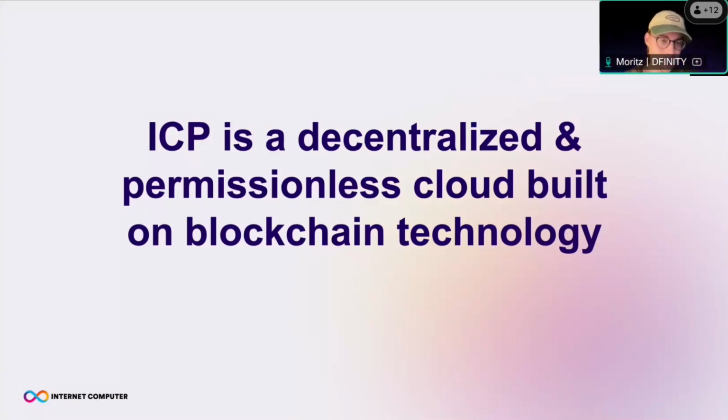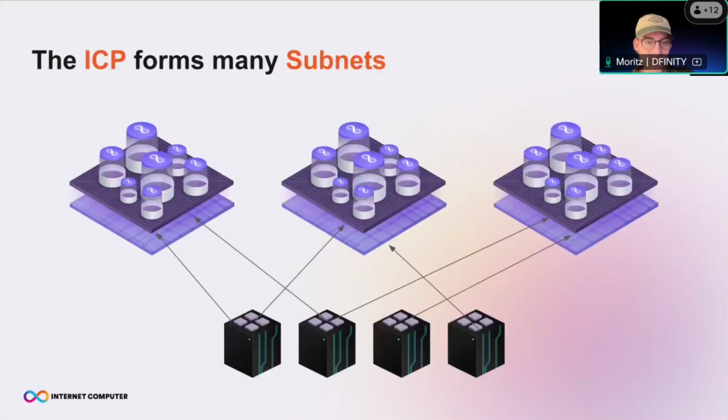But in one sentence, the Internet Computer is a decentralized and permissionless cloud built on blockchain technology. And before we start with chain fusion, it's helpful to have an understanding of the topology or the architecture of the Internet Computer. So let's just get that out of the way first.